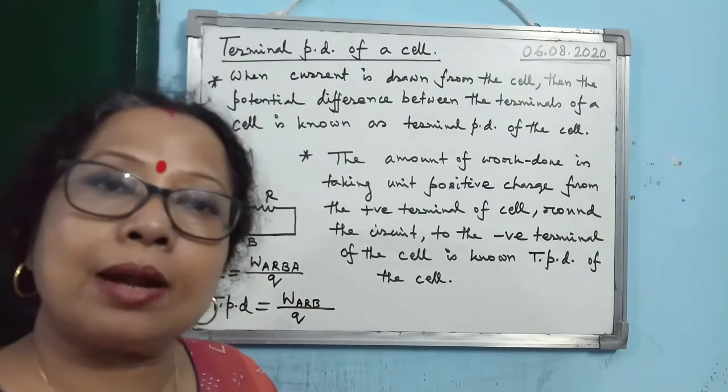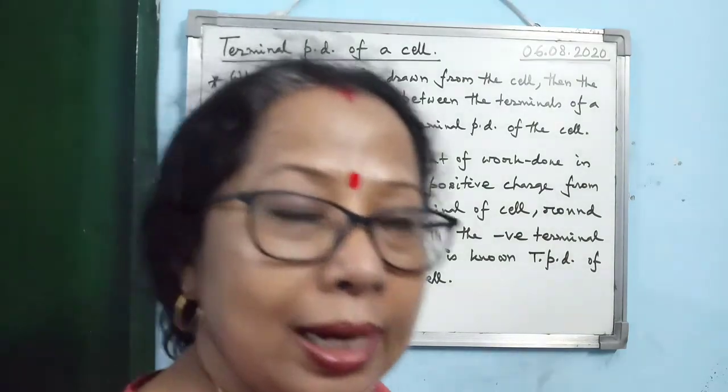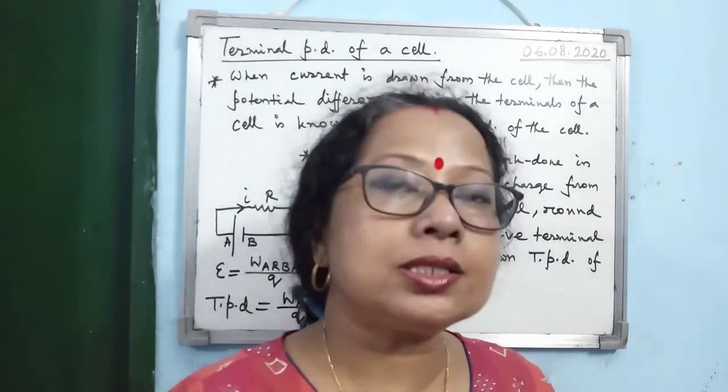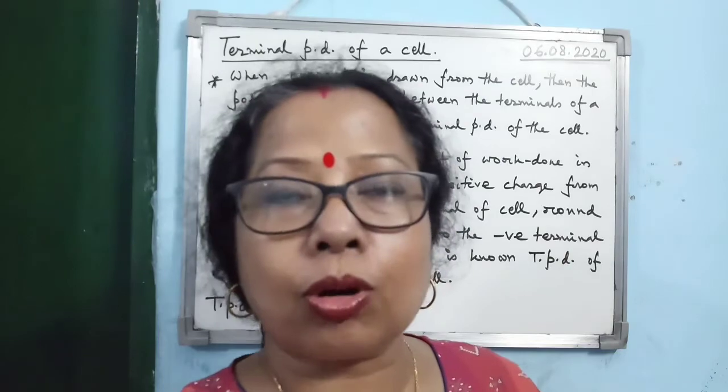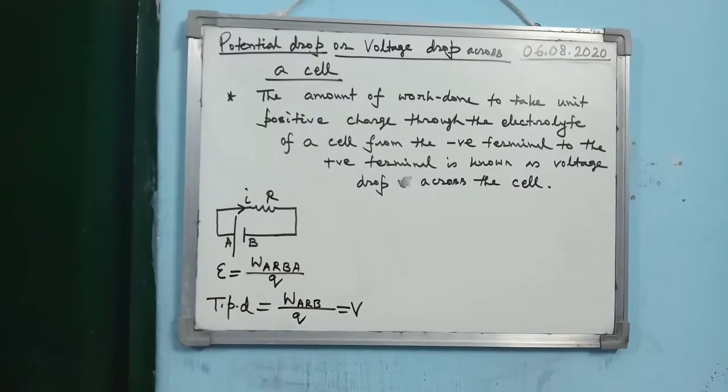And for EMF and terminal potential difference of the cell, in both cases, what is the SI unit? As they are potential differences, the SI unit will be volt or joule per coulomb, because you know that the SI unit of potential difference is volt or joule per coulomb.